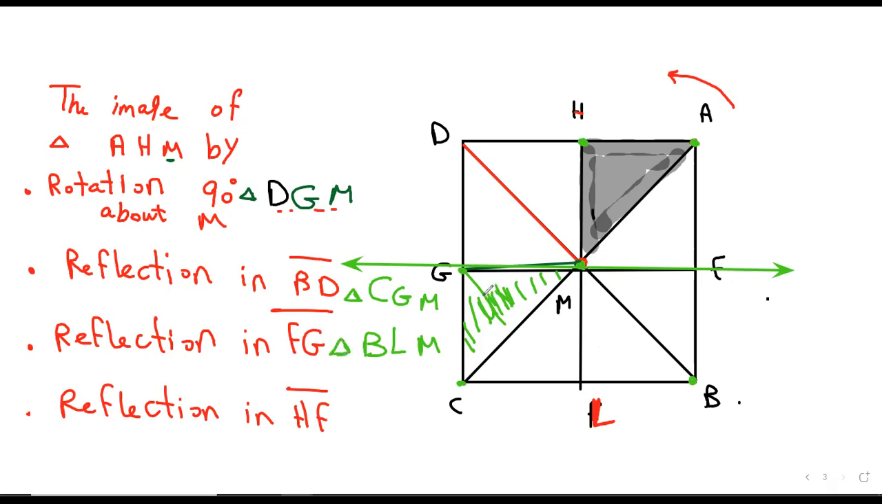What if it was the reflection in HL? Let's draw HL. That is the mirror of reflection. The reflection of A will be D, the reflection of H will be H, and the reflection of M will be M. It's triangle DHM.